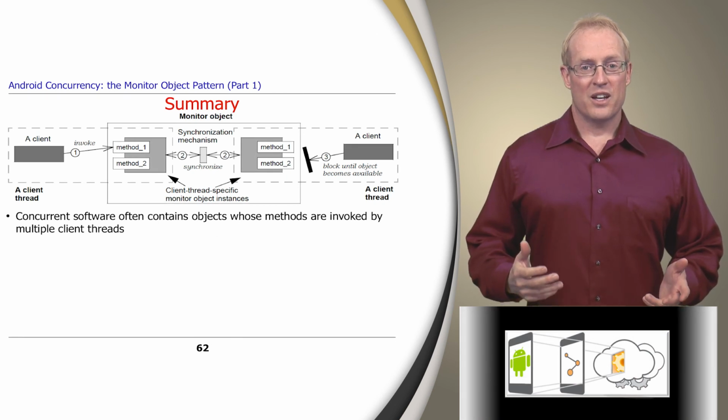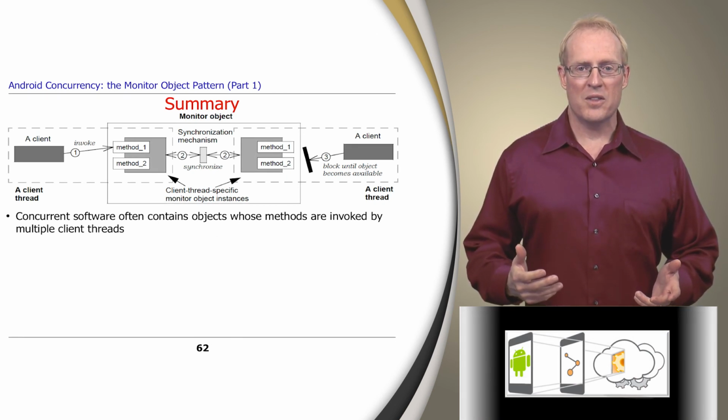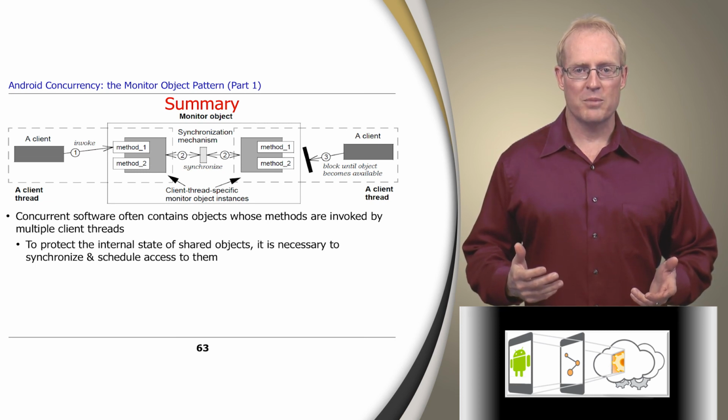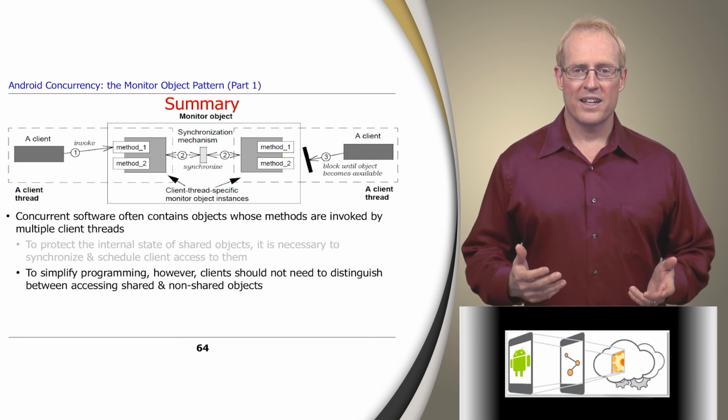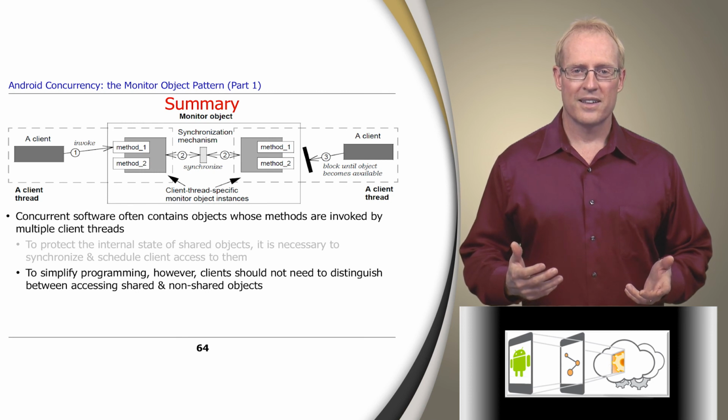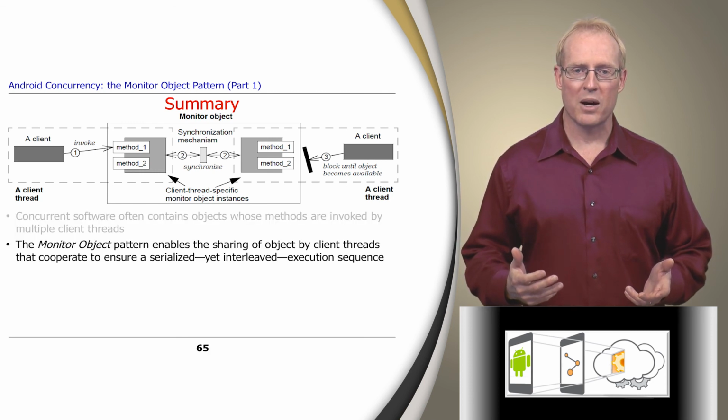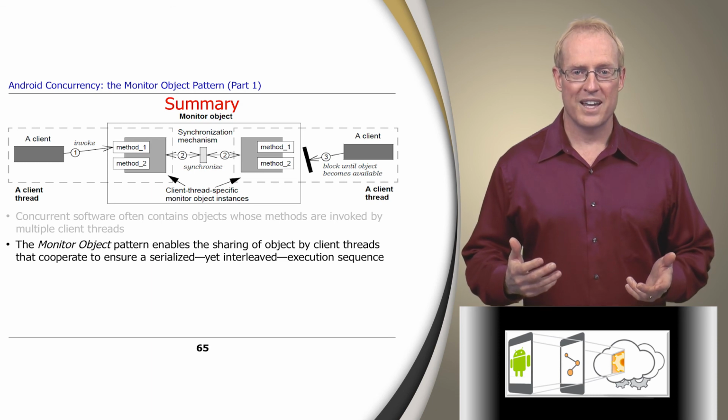In summary, concurrent software often contains objects whose methods are invoked concurrently by multiple client threads. To protect the internal state of objects shared by multiple threads, it's necessary to synchronize and schedule access to them. To simplify programming, it's often helpful if the interface an object exposes to its clients is the same, regardless of whether the object is shared by multiple threads or just accessed by a single thread. The monitor object pattern provides an intuitive programming model that enables client threads to share objects and cooperatively ensure their serialized yet interleaved execution sequence, as described at this link.